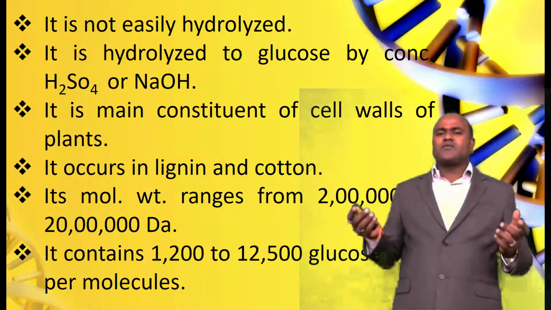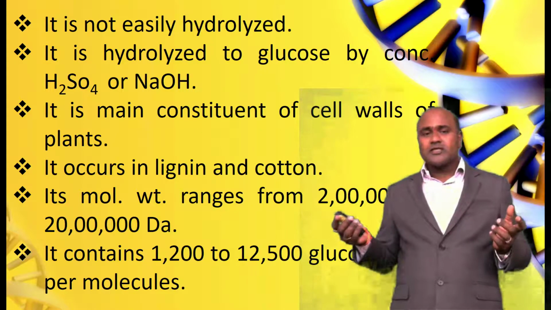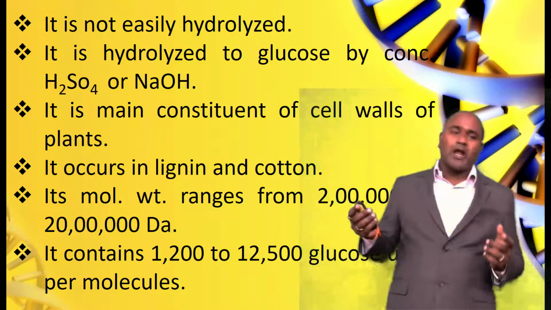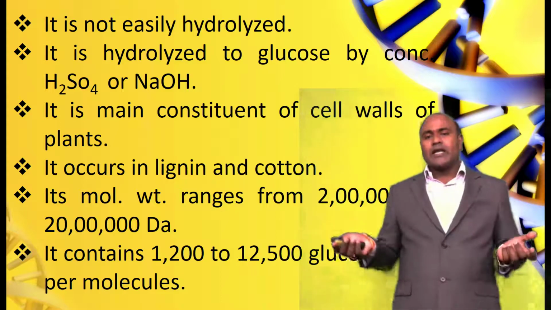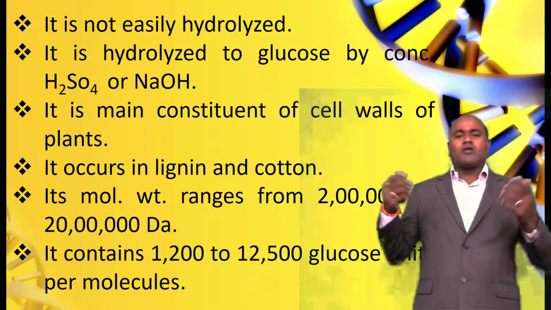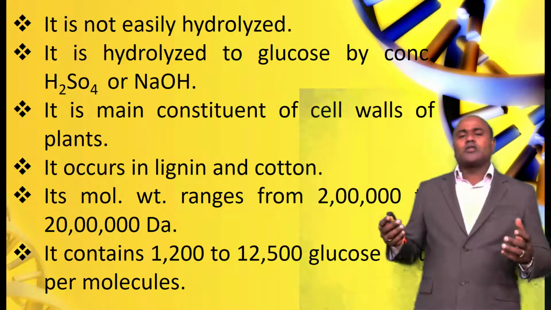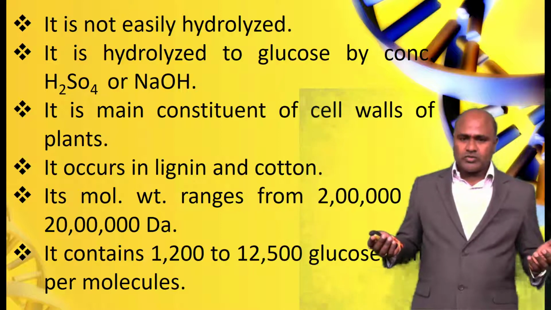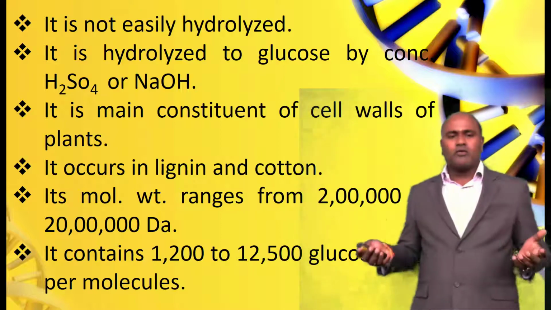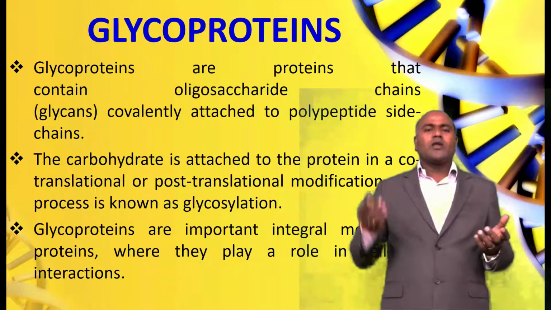It is the main constituent of cell walls of plants. It actually occurs more in the cell walls of the plant. It occurs in lignin and cotton. Its molecular weight is very high. It contains more than 12,500 glucose units per molecule of cellulose.